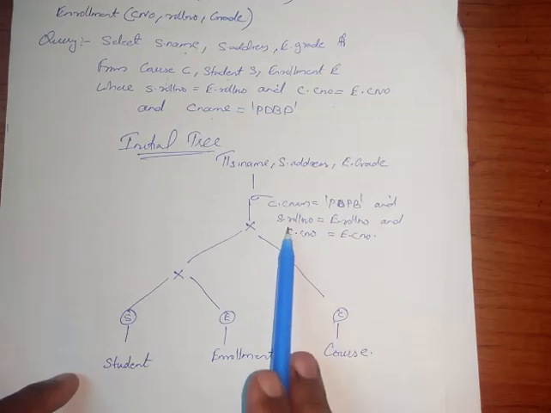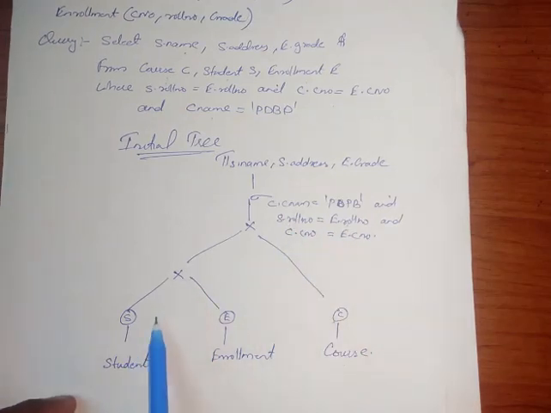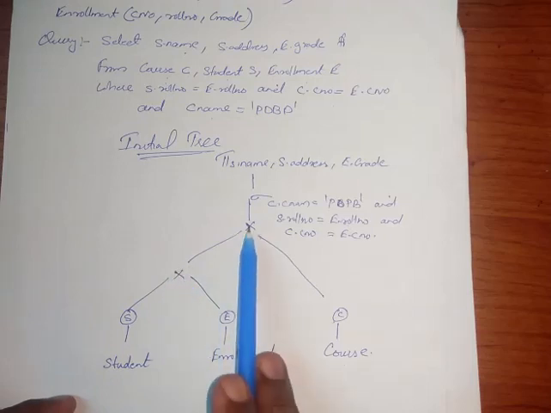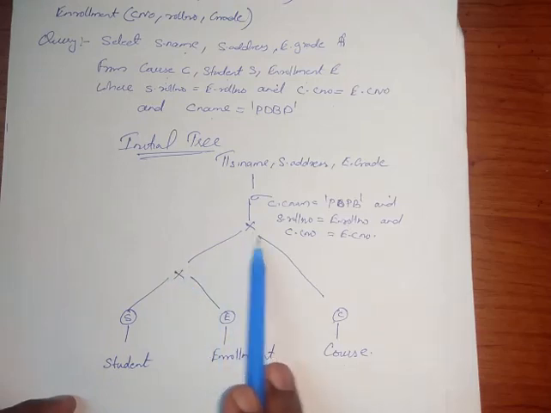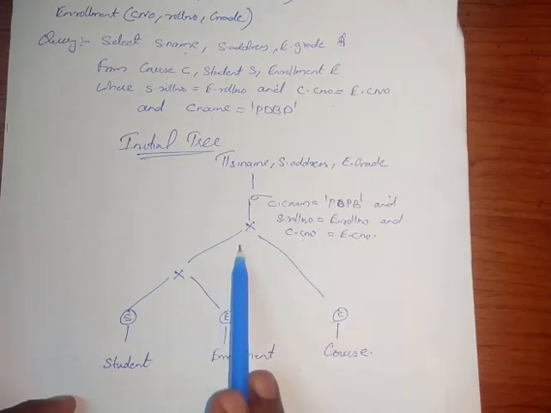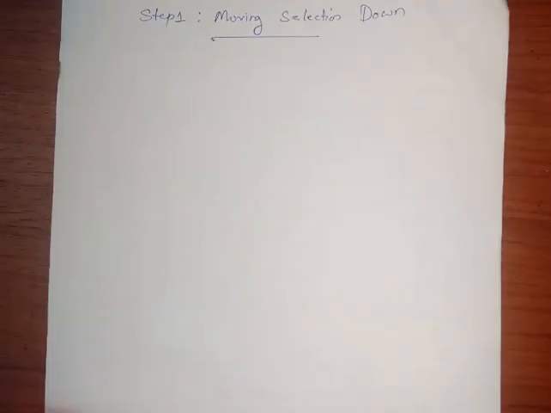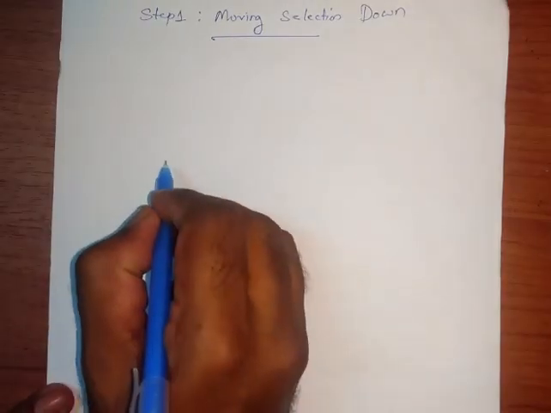Next, S.roll number equal to E.roll number. It's a joining condition, a cross condition, so you have to put it near the cross. Then C.c number equal to E.c number: you have to put that in the second cross. You have to put that condition near the second cross. Okay, so that way we are moving these selection conditions towards different places.